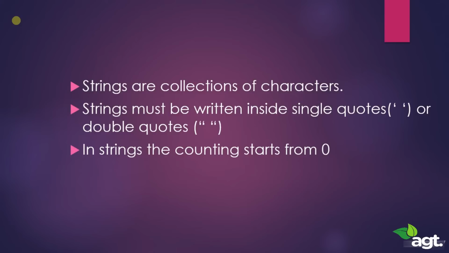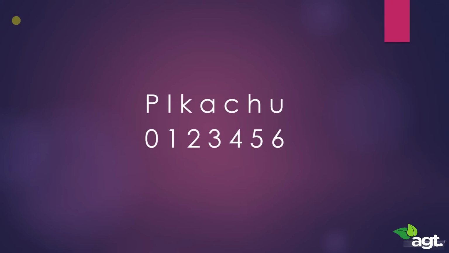So always remember that. Now another important thing to remember is that whenever we count the number of characters of a string, the counting starts from 0. Whenever we are dealing with computer stuff, we always count from 0. Not from 1, but from 0. So suppose we have a string Pikachu, which is my favorite Pokemon. Whatever string it is, the counting is going to start from 0.